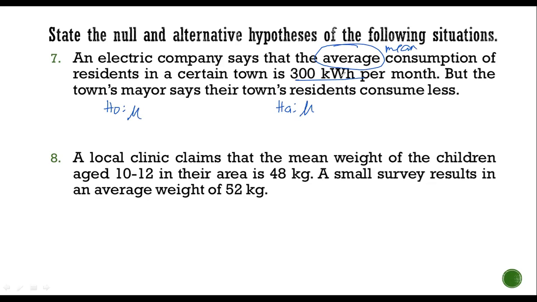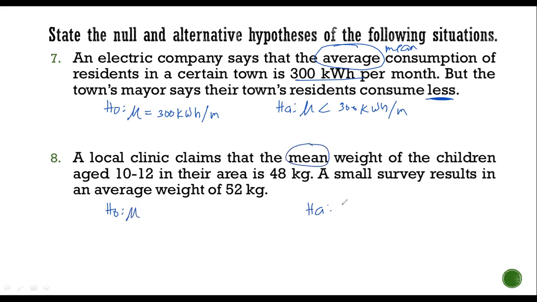This is always equal. Oh, where's my cursor again? So 300 kilowatt per hour per month. And on the other hand, tingnan natin. But the town's mayor says that they consume less. Mas maliit daw sa 300. So less than 300 kilowatt per hour per month. Okay? So number 8. Sana no, mas mabilis na tayong mag-construct. Okay? So number 8, sabi dito, mean.